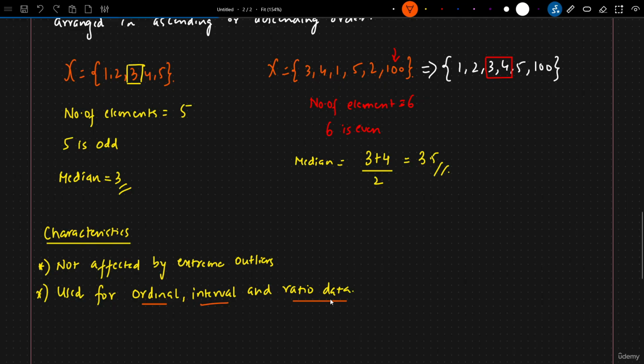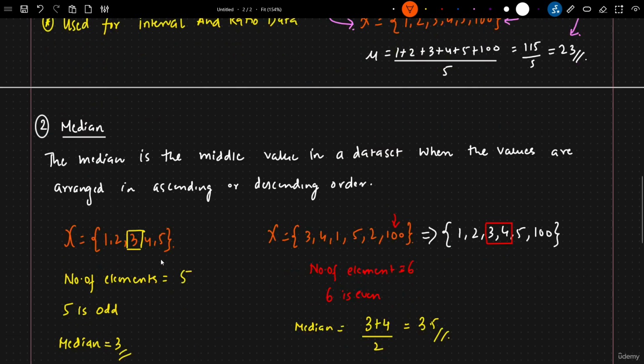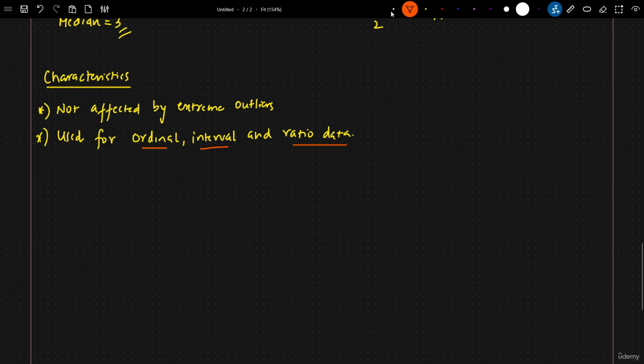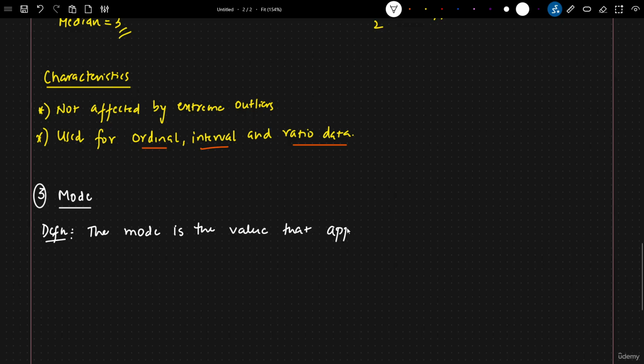Okay. Now coming to the third type, which is called mode. Because for qualitative data also we need to have some way, right? So the third technique is specifically called mode. Now in the case of mode, first of all, let's go ahead and see the definition. The mode is the value that appears most frequently in a data set.